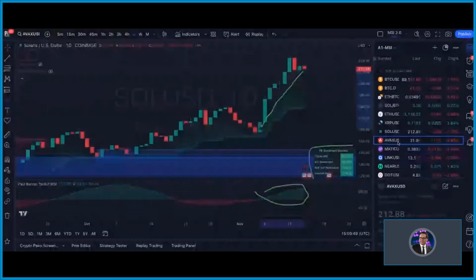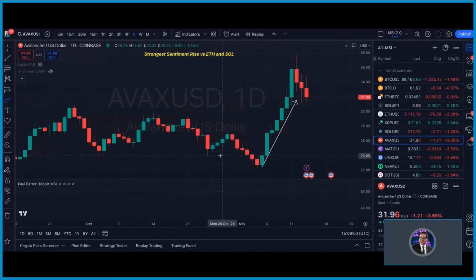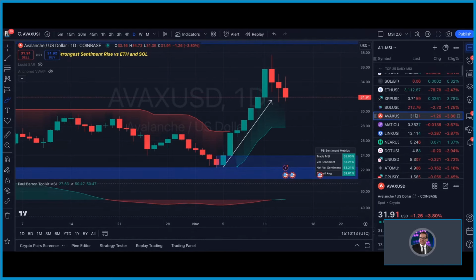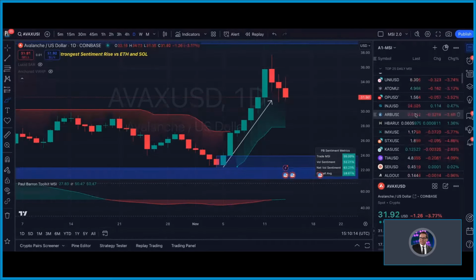Another one that we're going to be watching is Avalanche, continuing its position with the strongest sentiment rise versus ETH. Right now it's fallen off slightly against Sol, with the last 3 days sliding down to around 31.94. I think Avalanche is about to take a move somewhere in the $30 range. If it does, then I am expecting a little bit of a reversal right here. Let's go into some other ones. I think the big one that we want to talk about is the AI sector.